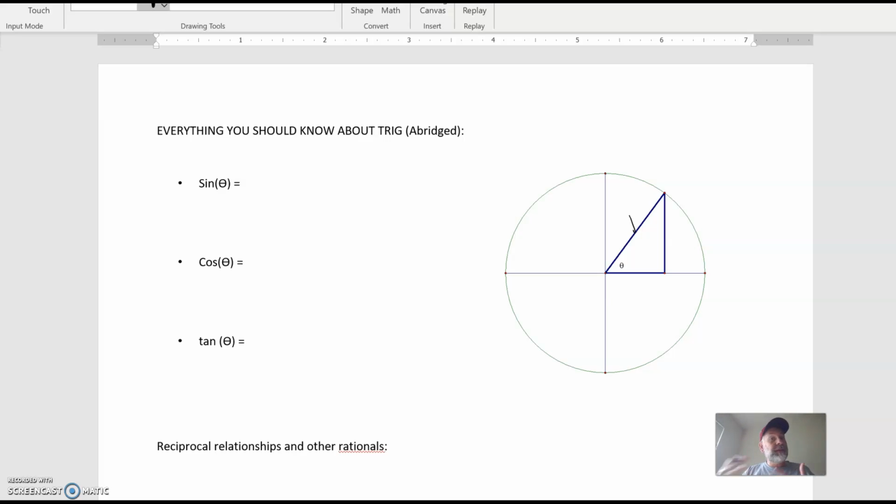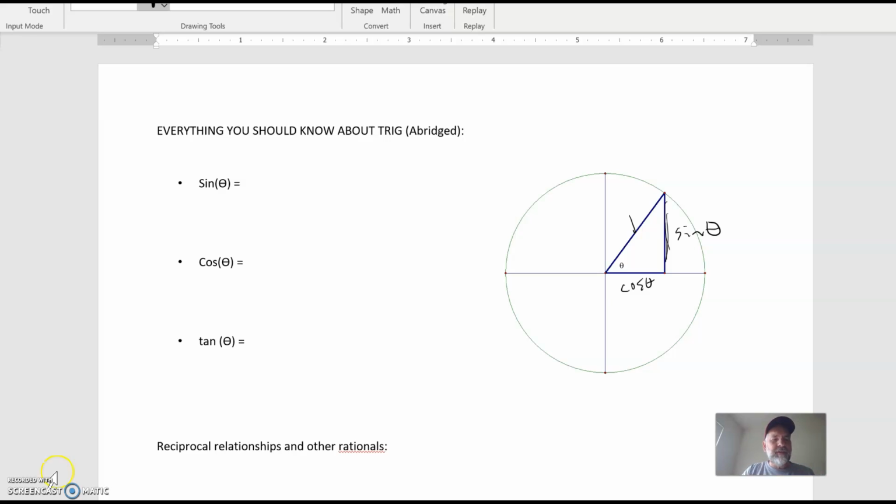You should have the basic idea of what sine, cosine, and tangent represent. Sine is going to be the y value, because it's the length of this y segment. Technically, it's the coordinates of the point on the unit circle, that way it can be positive or negative. Cosine is the x. And tangent is the slope, because it's y over x.